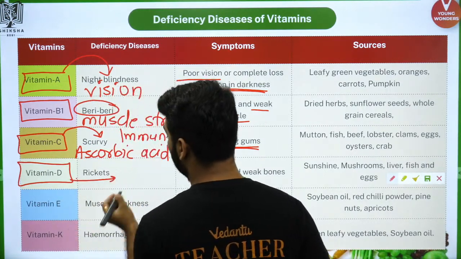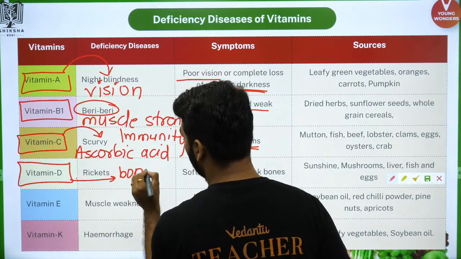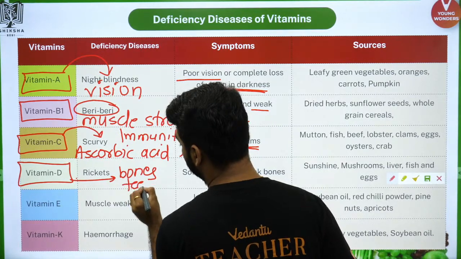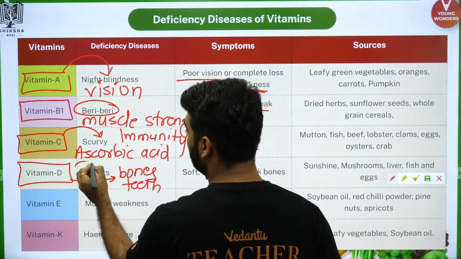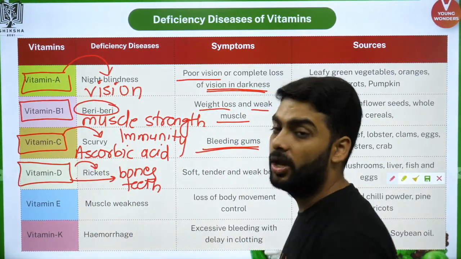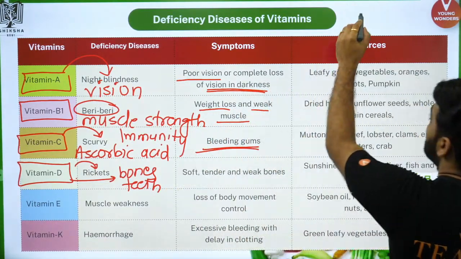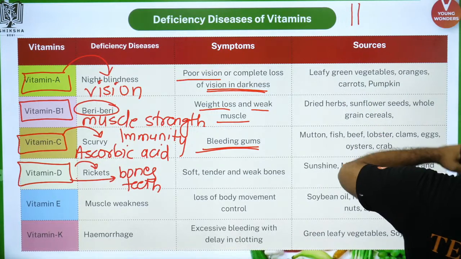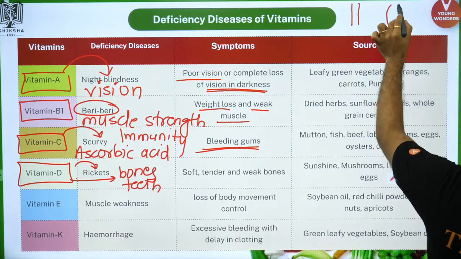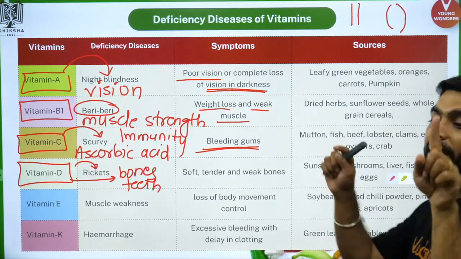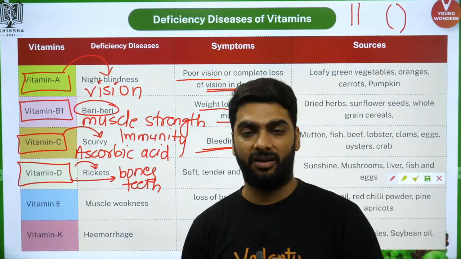Vitamin D is the vitamin for bones and teeth, right? Deficiency of vitamin D causes rickets. What is rickets? See, normally when you stand, your legs are like this. In case of rickets, the legs become like this. They become bent, the bones of the legs bend, right?